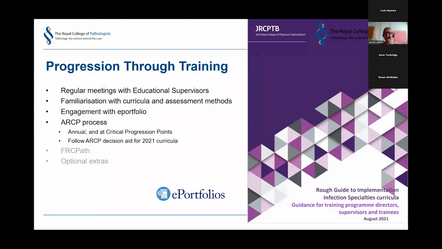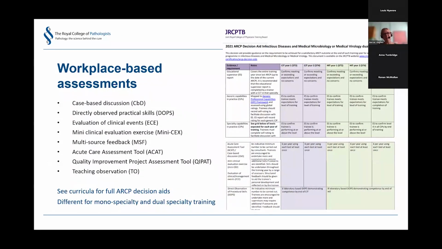The ARCP process is as you will have experienced to date, but it's essentially an annual review of your portfolio and how you're getting on, or, if your training is not aligned with the annual review, there may be other panels at different points in the year. You are following the ARCP decision aid for the 2021 curricula, and there's a curriculum for infectious diseases, one for microbiology, and one for virology.